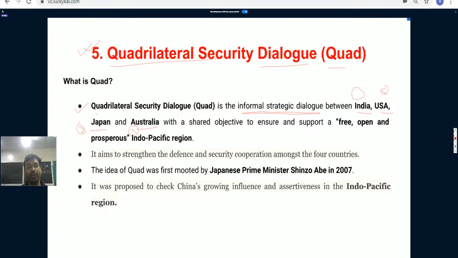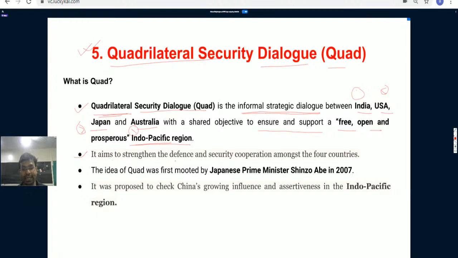Now you may be wondering why it is called quadrilateral. This word has some geographical significance. It is a security dialogue between 4 countries, and they make the shape of a quadrilateral on the globe. We will talk about this particular thing. It has a shared objective. What is the objective? To ensure and support a free, open and prosperous Indo-Pacific region.